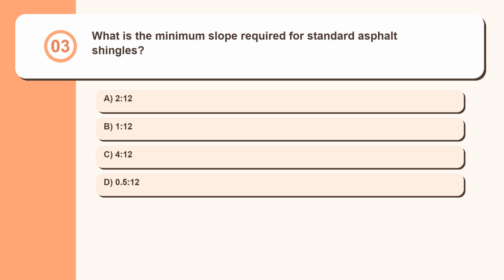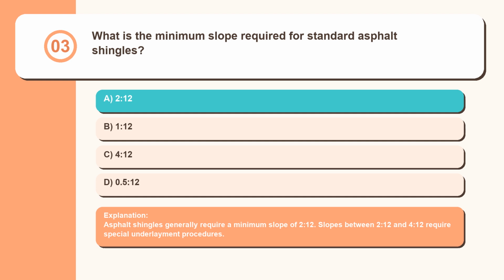Question 3. What is the minimum slope required for standard asphalt shingles? 2:12, 1:12, 4:12, 0.5:12. Asphalt shingles generally require a minimum slope of 2:12. Slopes between 2:12 and 4:12 require special underlayment procedures.